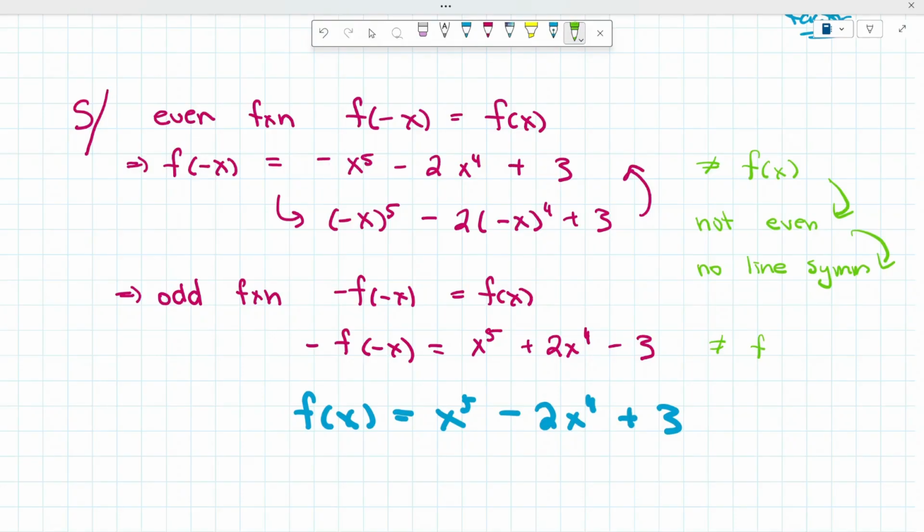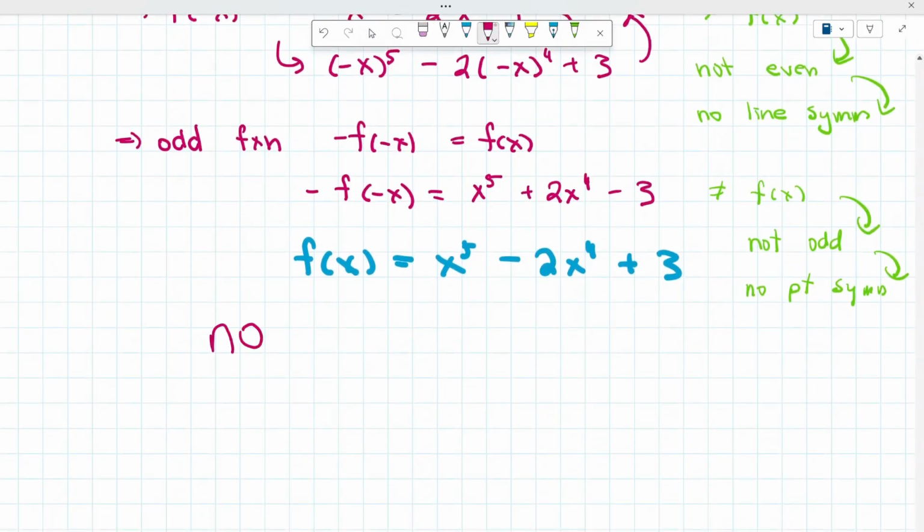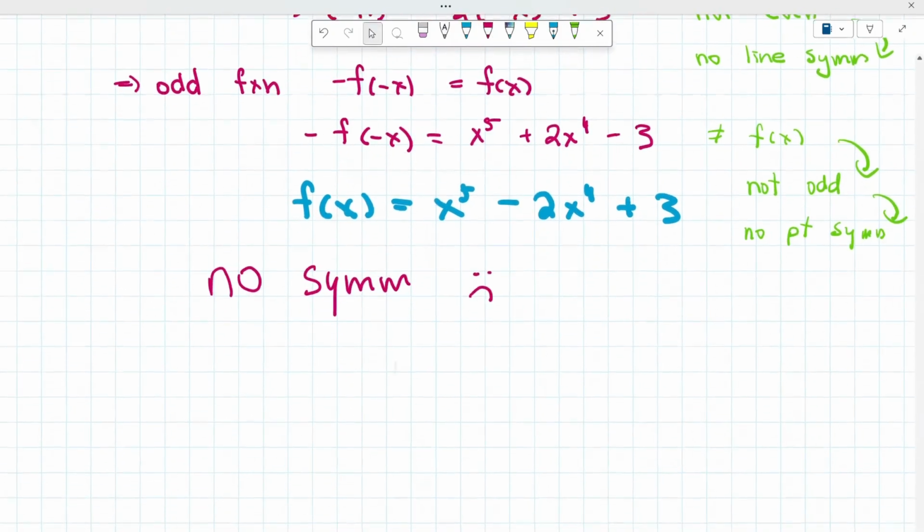This does not equal f of x. Therefore, it's not odd, and then no point symmetry. So again, follow that same train of thought. Okay, so it's not even and it's not odd. Now what? Well, that just simply means that we have no symmetry. I guess that's kind of sad, but it's okay. We can live. So let's move on to our C.